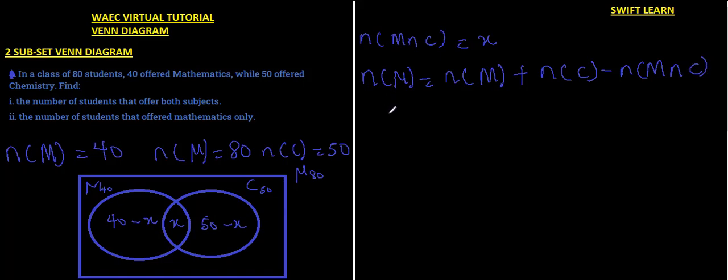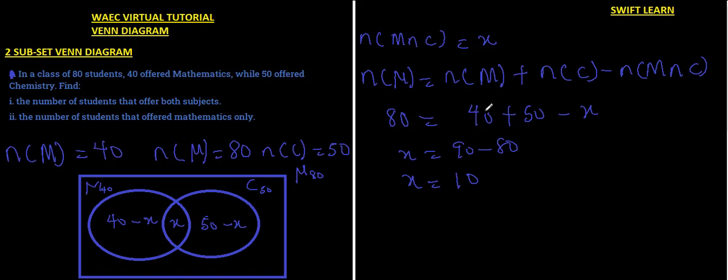So this one is 80, right? According to what we said. Here's what? 40 plus 50 minus X, right? So if you put X here, that would be 90 minus 80. So those that offered both are what? Are 10. We've gotten our answer now, quite alright.